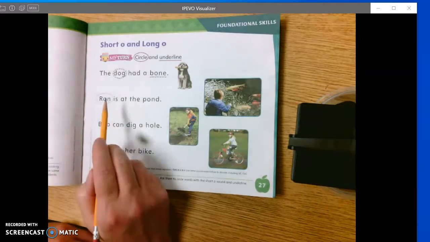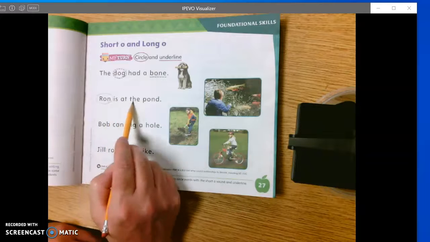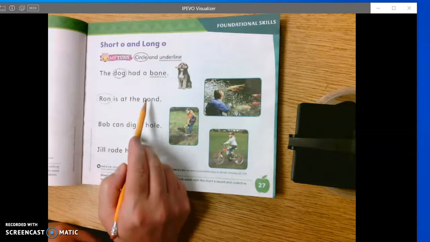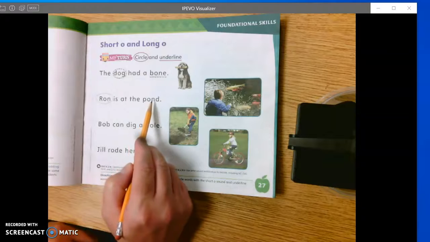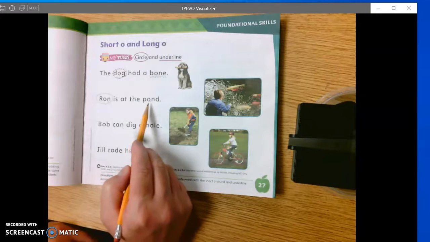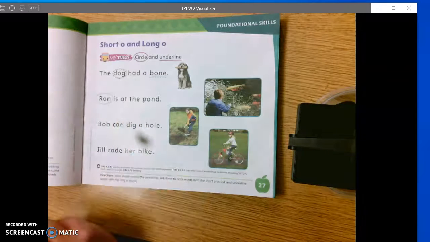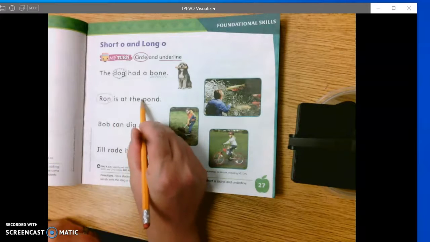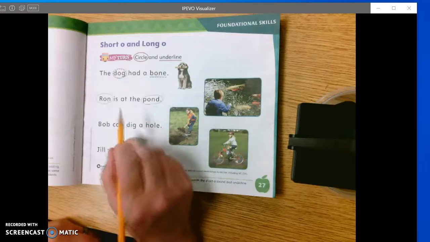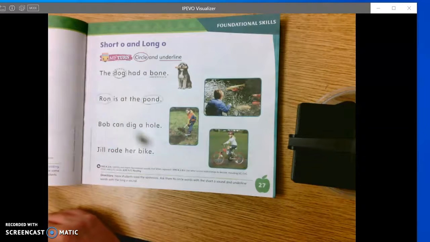All right. Let's keep going. Ron is at the pond. Hey, there's another O sound. Is it short or long? P, ond. P, ond. It is a short O sound. So we're going to circle that one. All right. So there was 2 short ones, short O sounds, in that one.